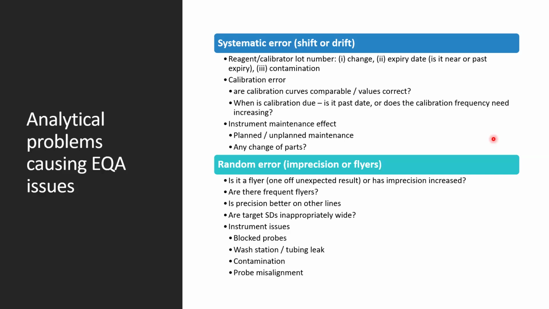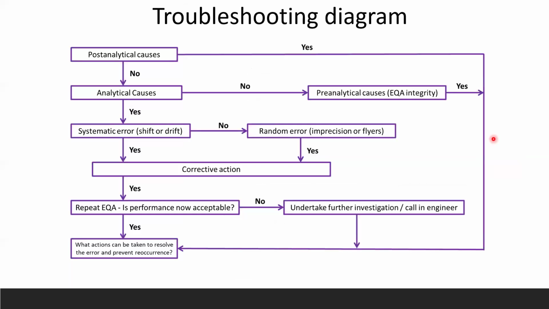On the other hand, random errors are usually, as we call them in precision, flyers. So I guess a flyer is a one-off unexpected result. Or we can see that imprecision is increasing from one distribution to another. The flyer is frequent. Is precision better on another line? Do we again have instrument issues? Do we have blocked probes? Do we have problems with tubing? Do we have contamination, misalignment? So these are all the issues that can cause this kind of random error, flyer or imprecision.